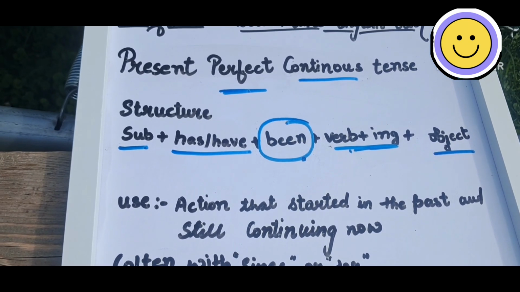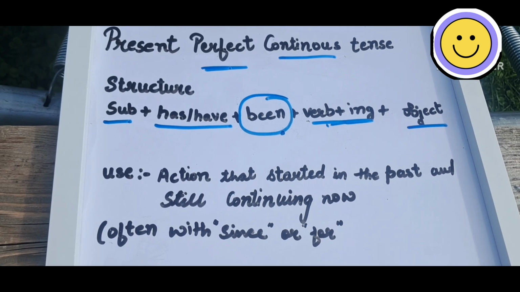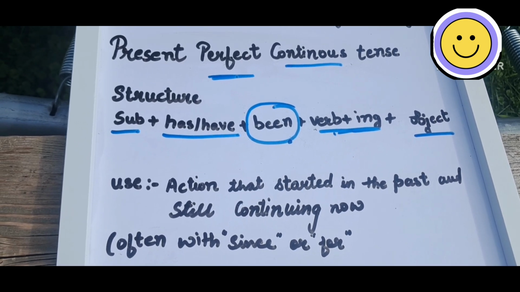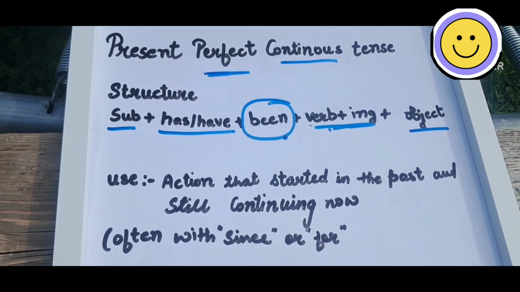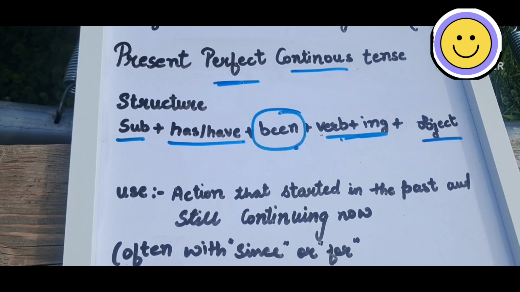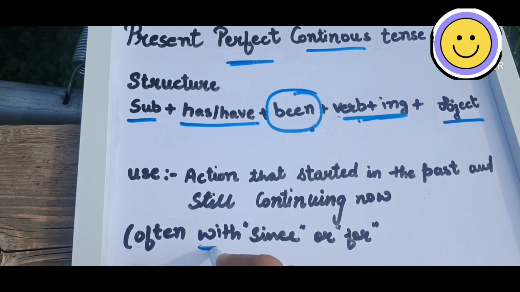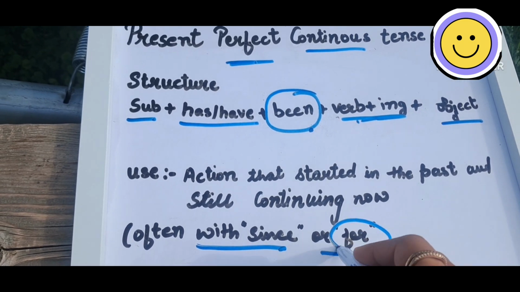Let's talk about the uses of this tense. This tense is used when we are talking about an action that was started in the past and is still continuing. It is not yet finished. Like it started in the past and it is still continuing. And most often it is used with since and for.